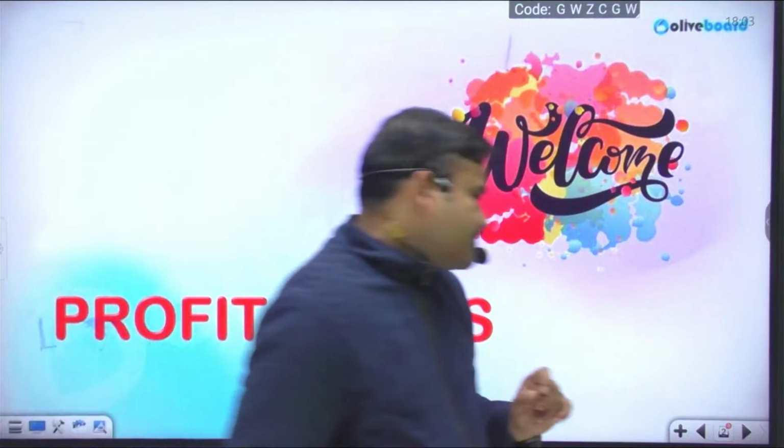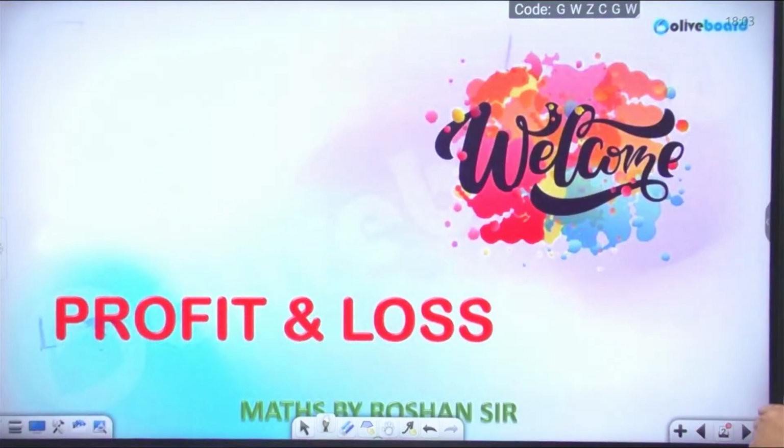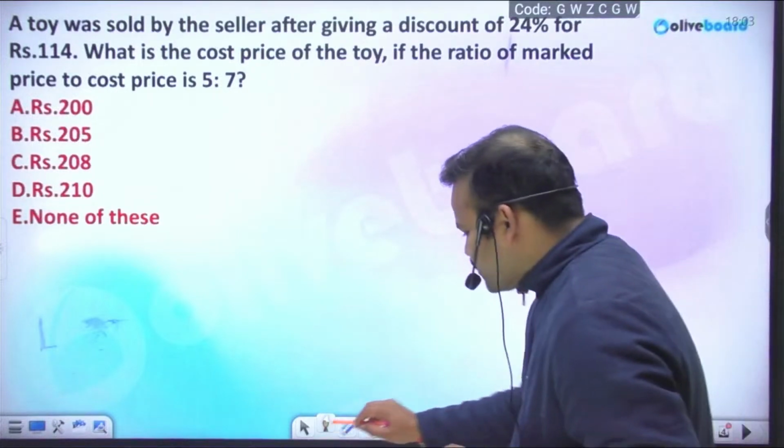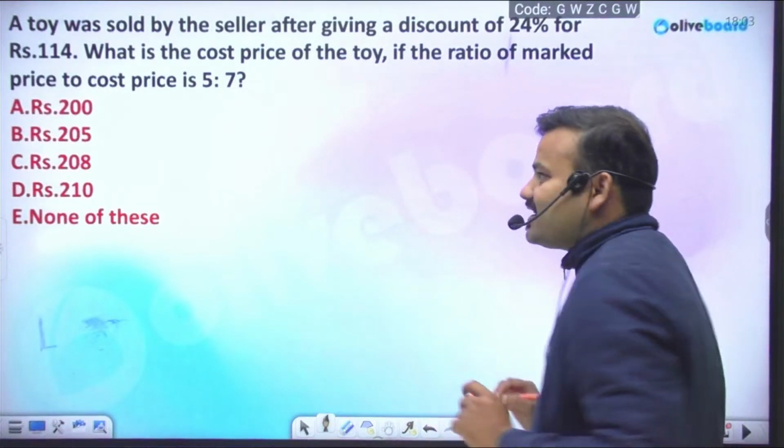So let's start the question. Before the first question, let's move to the second question. Then we'll be solving it. Fine. So the first question is very important, which was a previous year question.